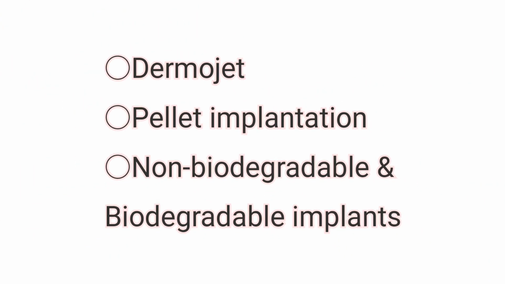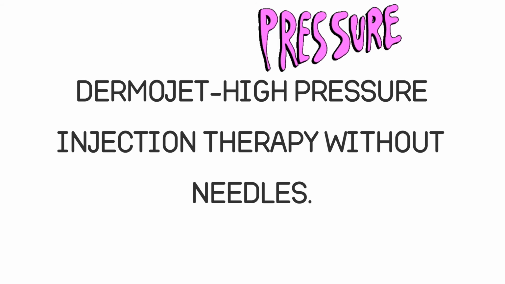Subcutaneous routes can be further subdivided into dermojet, pellet implantation, and non-biodegradable and biodegradable implants. Dermojet is a high-pressure injection therapy in which needle is not used. Here, a high-velocity jet of drug solution is projected from a microfine orifice using a gun-like instrument. The solution then passes through the superficial layer and gets deposited in the subcutaneous tissue. It is a painless method and is easy to use.